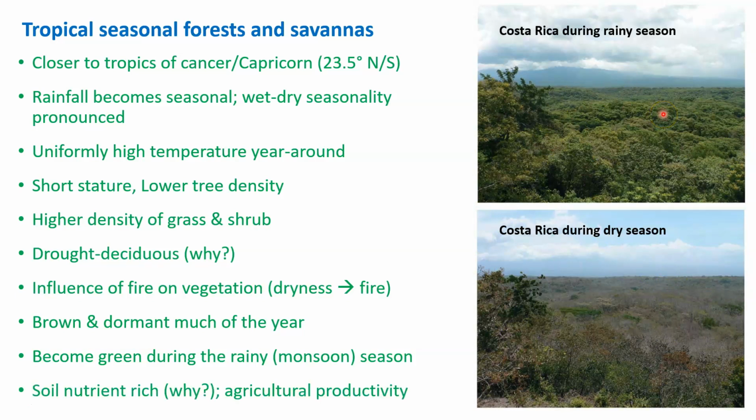So because of the deciduous nature and fire, the soil of tropical seasonal forests is quite rich in nutrients. Because of that, they are highly productive, highly useful for agricultural activities, right? But because of the same reason, agriculture is one of the biggest threats to tropical seasonal forests.